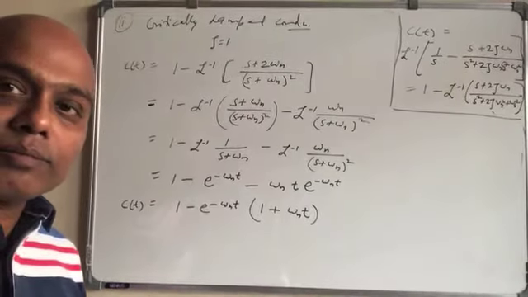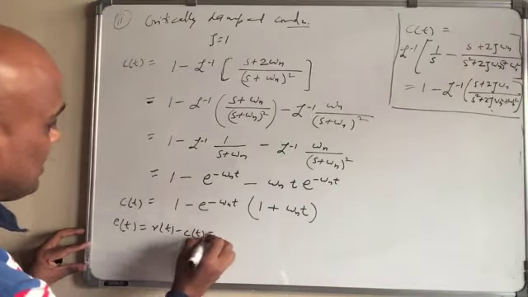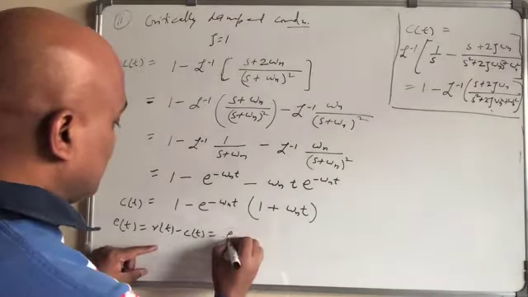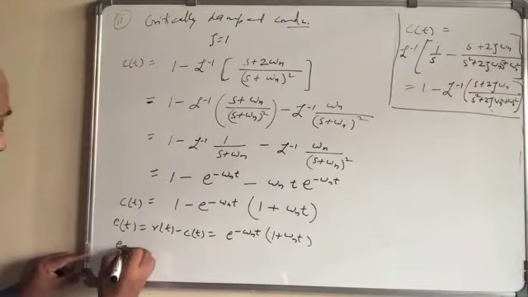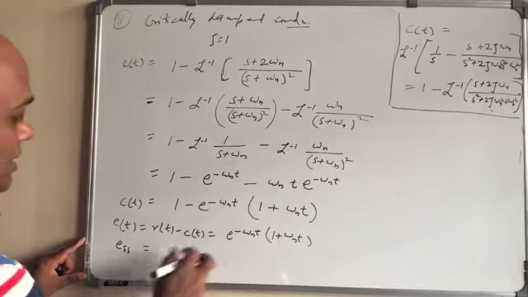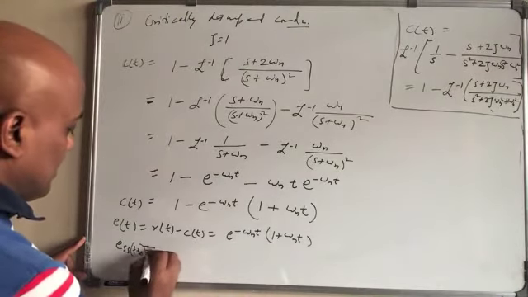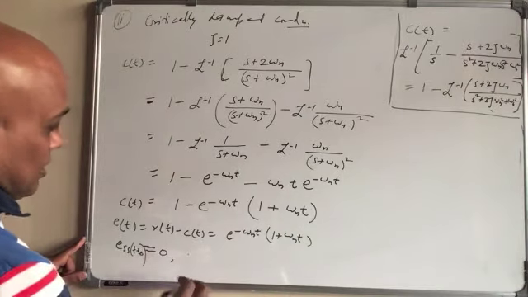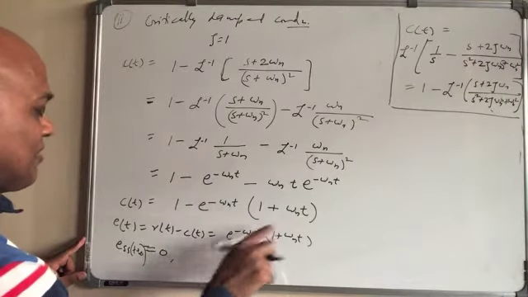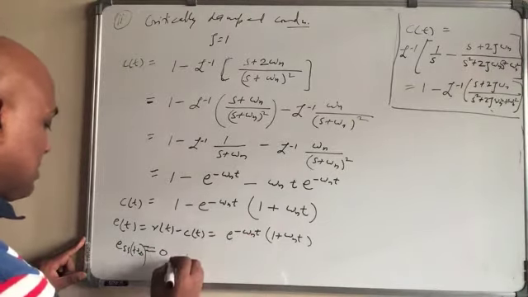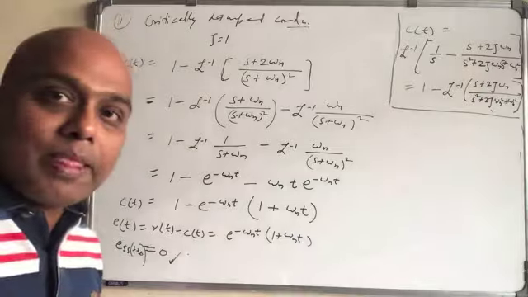Okay. In this case, we can find out the error. So e(t) equal to r(t) minus c(t), and what you get is e to the power minus omega n t times 1 plus omega n t, and the error in steady state we can find as t tends to infinity. What we get is this will be 0, right? If t tends to infinity, the whole thing will become 0, so we get steady state error equal to 0.